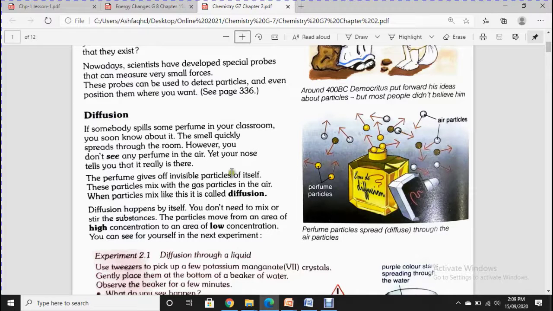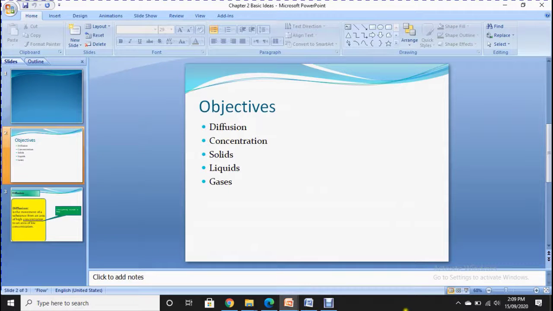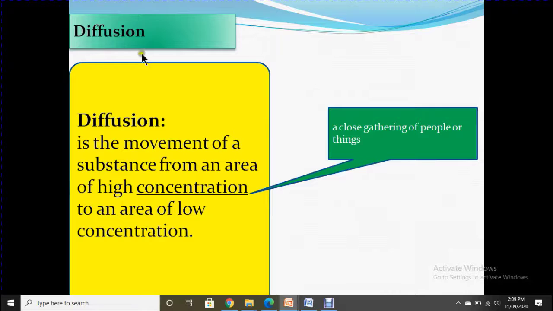Before studying this whole paragraph, let me share a slide with you where you can see the definition of diffusion. So what is diffusion? Diffusion is the movement of a substance from an area of high concentration to an area of low concentration.